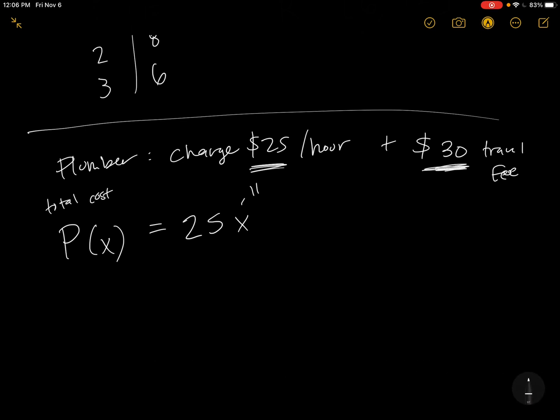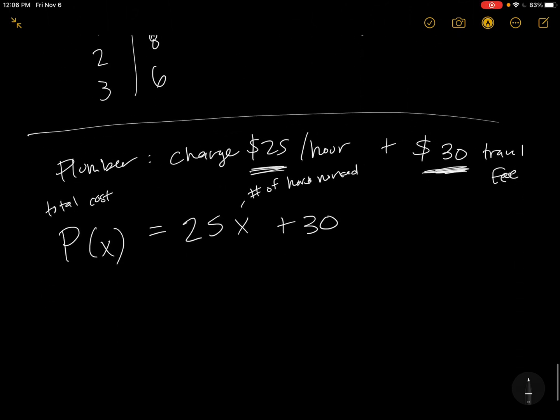Okay, 25 times X, where X is the number of hours worked. And then plus that, you always charge that flat fee of $30. So no matter what, it's going to cost $30. And then you add how many hours you work times 25. So that's the function of how much it's going to cost you to pay the plumber.